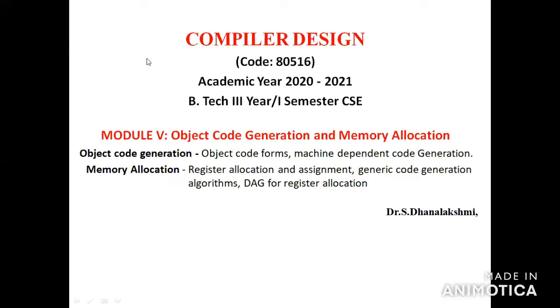So today we'll discuss... I think all the topics are completed. Only two more topics left. The first one is left for generic code generation algorithm, then register allocation and assignment. So these two topics are pending for your fifth module.